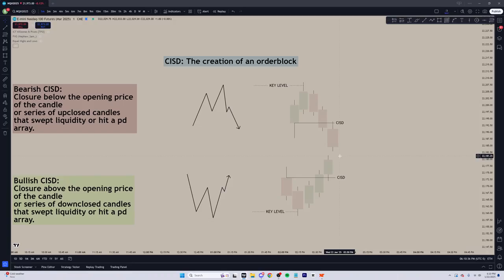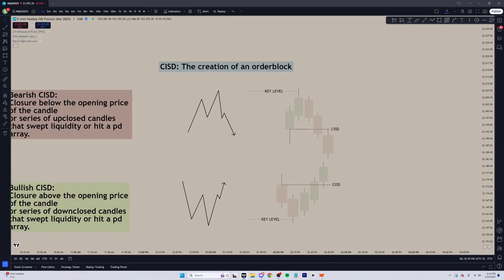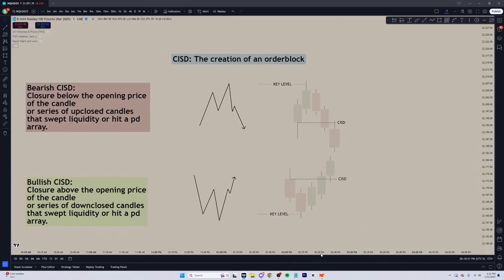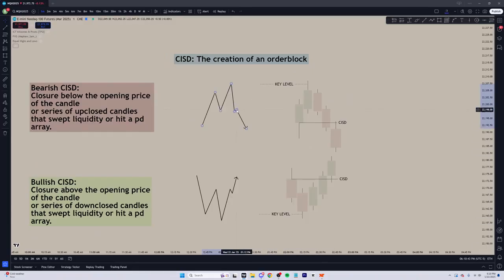For this key level, does it have to be a higher time frame? Yes. For it to be a good CISD, it does need to be a higher time frame key level. But obviously price is fractal.